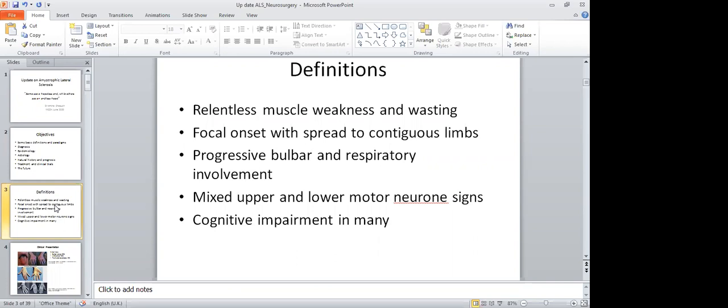But typically the patient will present with relentless muscle weakness of the arms and legs. There is also significant wasting and muscle fasciculations. Typically the patient will describe weakness in one limb, which will then spread to the ipsilateral leg and then move contralaterally to involve the other side. Patients can have swallowing and speech problems, and they can develop respiratory failure. In fact, most patients will die of respiratory failure and chest infections usually. In this particular subtype of motor neuron disease, patients will have a mixture of upper and lower motor neuron signs. They should not have any sensory symptoms or pain, and they may have some cognitive impairment.